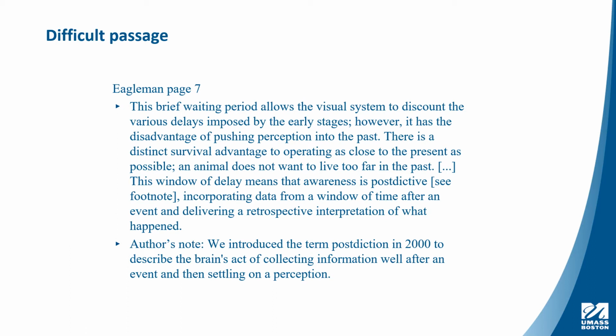So he explains that the brain seems to wait for the slowest information before it puts the pieces together and presents that event as a perception to our conscious mind. I'll read you this passage from page 7.